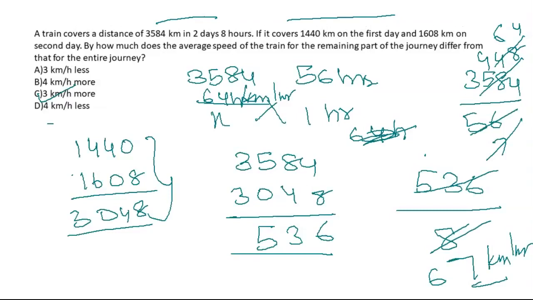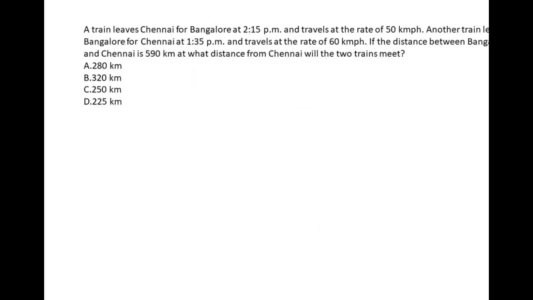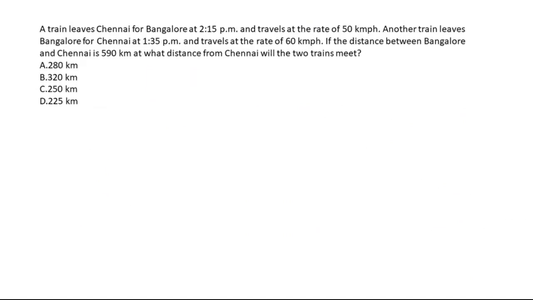Yes, okay, next question. The train leaves Chennai for Bangalore at 2:15 p.m. and travels at the rate of 50 kilometers per hour. Another train leaves Bangalore for Chennai at 1:35 p.m. and travels at 60 kilometers per hour. If the distance between Bangalore and Chennai is 590 kilometers, what distance do those two trains meet?